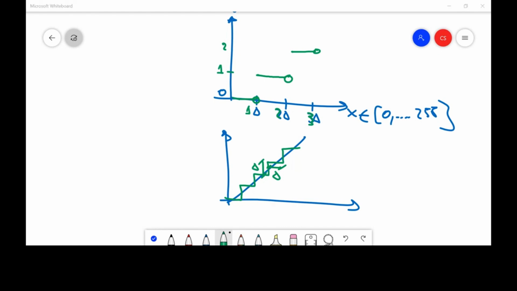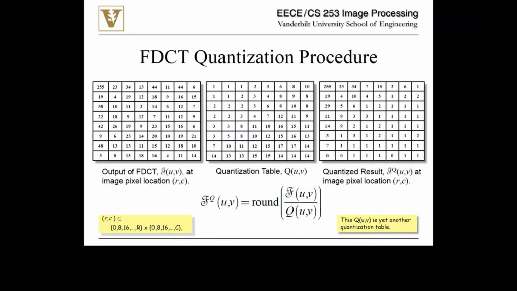Okay, good. So what does it mean? That I'm more accurate quantizing the low frequency components than the high frequency components. And also, in the low frequency components, there is a little bit of asymmetry. You see, this number is 2, while this number is 1. Why is that?